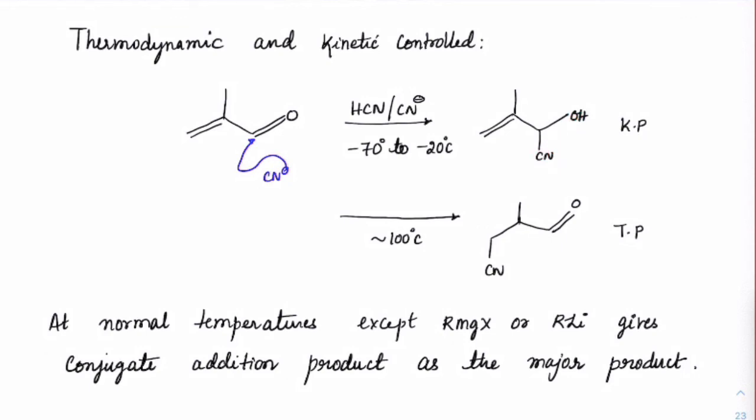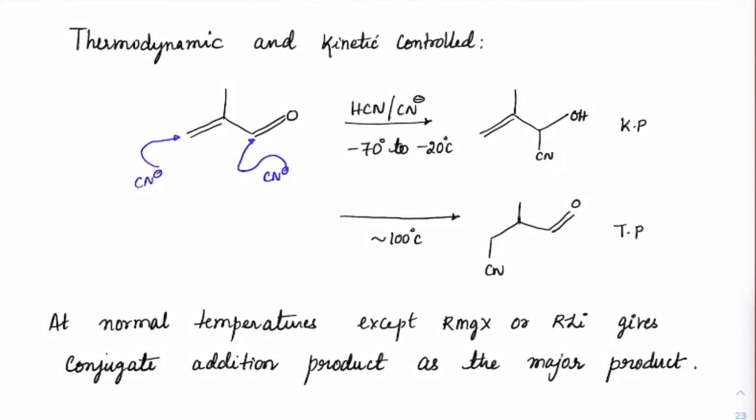So at low temperatures, it is observed that this carbon with delta positive is more significant for the attack of CN minus. If you operate at high temperature, then you have to check for the more stable product. If you consider this C double bond C as compared to C double bond O, this is more stable. So this time CN minus will attack on the 1,4 position, and this is called the conjugated product.